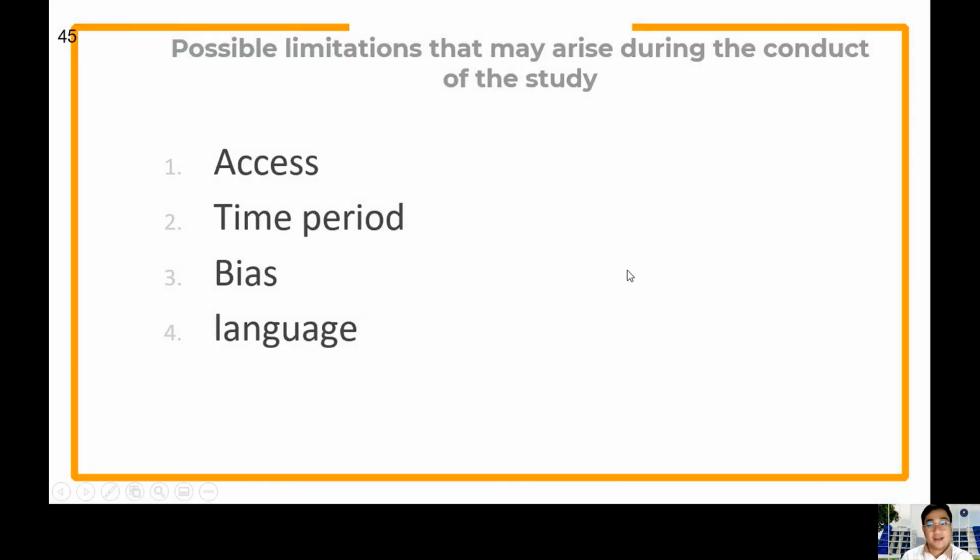Next is possible limitations that may arise during the conduct of the study. So we have access. How accessible is your research, even the materials of your research? Time period, the time that you have with your participants, is it limited? Is it enough? The time that you conducted your study, is it fast pace, slow pace, or do you lack time? Next is biases. Are there perhaps possible biases coming from you, from your participants, and from the research itself? And then language. Perhaps there is a language barrier when you conducted your research.